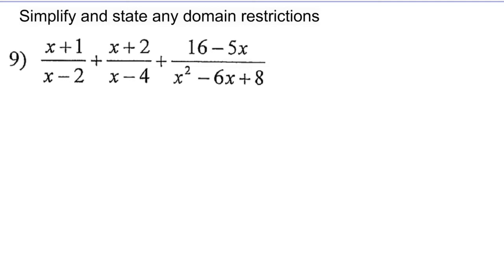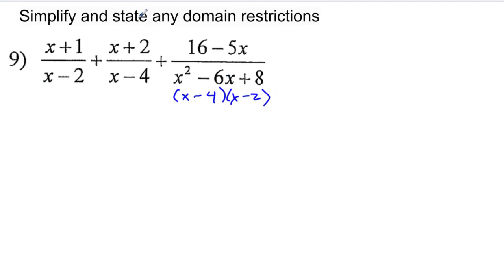I'm adding together 3 fractions in this case. So I'm going to go through this one, and before I start comparing, again, I want to factor this third denominator, and in this case it factors into, conveniently, x minus 4 and x minus 2. So I'm going to look at the 3 of these and make sure they all match each other.